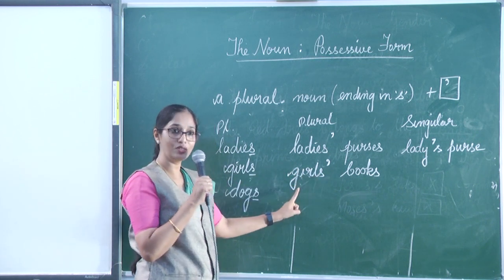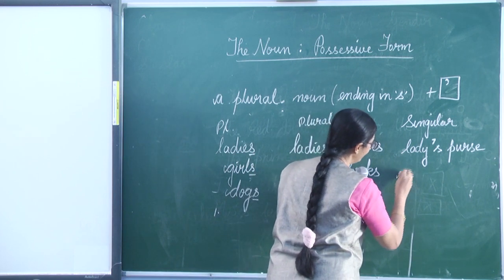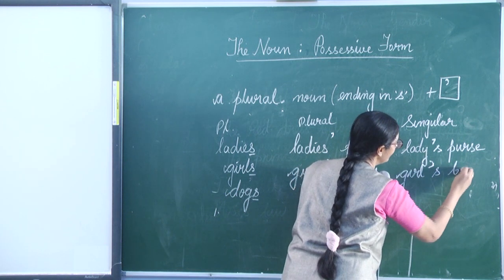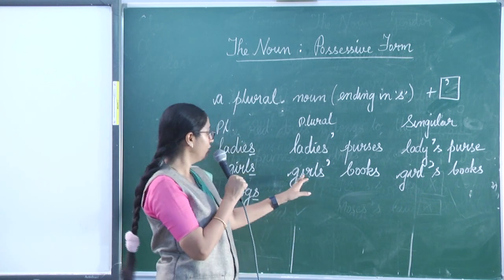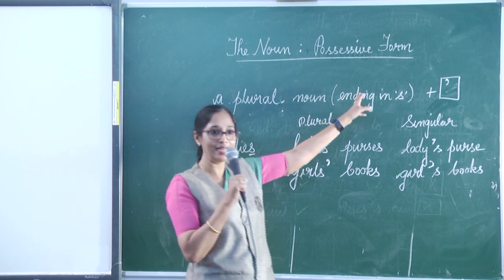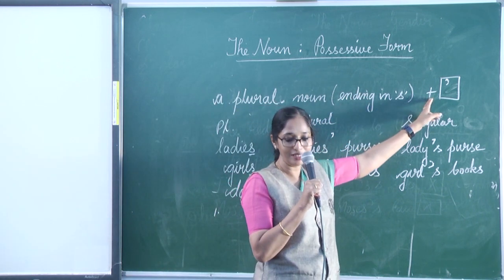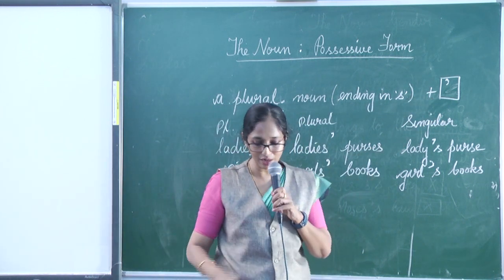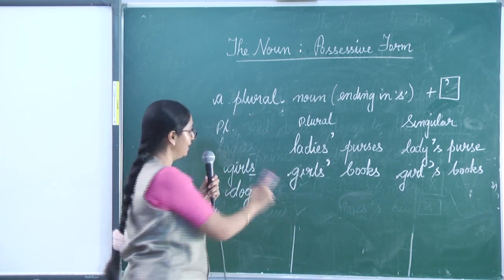Girls' books, here talking about many girls. If you want to change it into singular, girl's book, whatever it is. So, if the noun is plural and if it ends in S, then you need to show the possessive form by just adding an apostrophe. Now there are nouns in plural form that do not end in S. You know, many nouns are there that do not end in S.